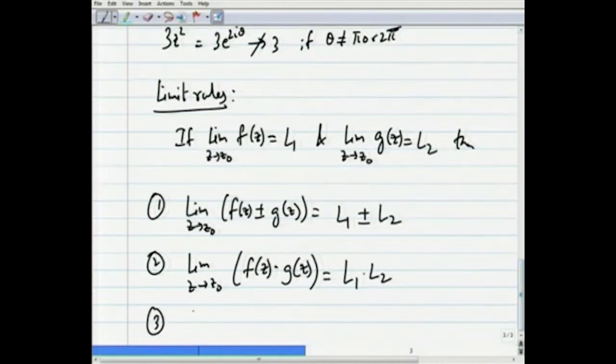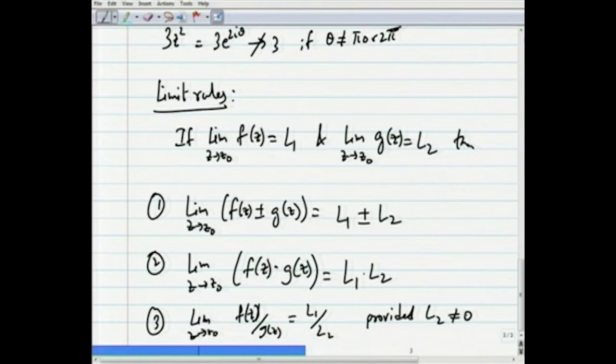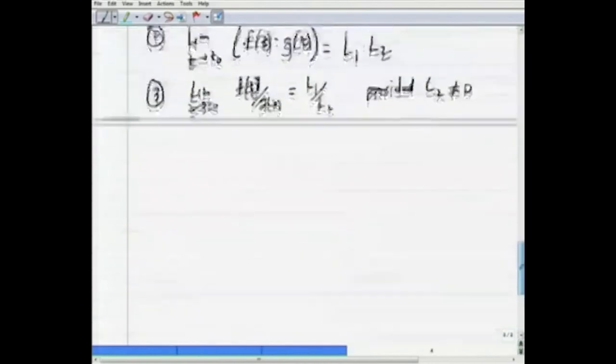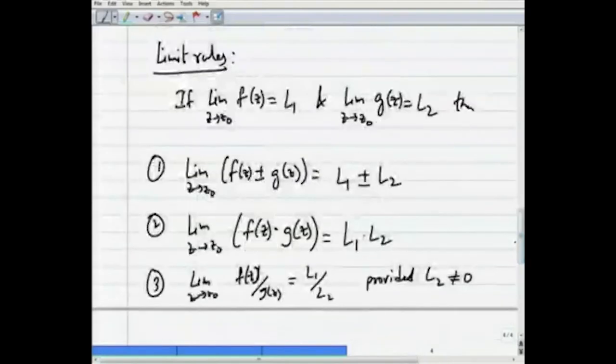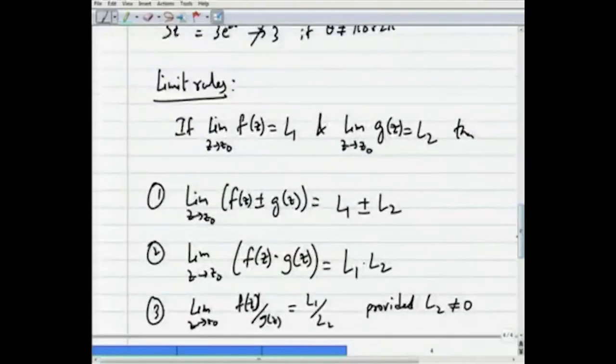Third, the limit as z goes to z naught of f of z by g of z is equal to L 1 by L 2, provided L 2 is not 0. So under the assumption that L 2 is not 0, the limit of f of z by g of z also exists as z goes to z naught, and that is equal to L 1 by L 2.